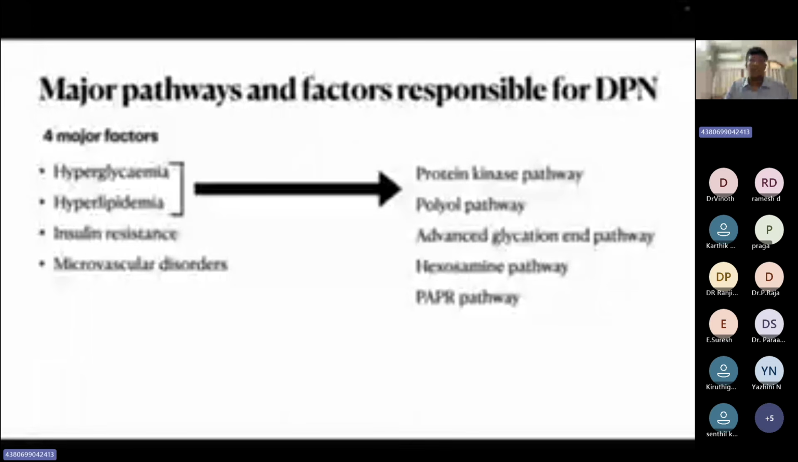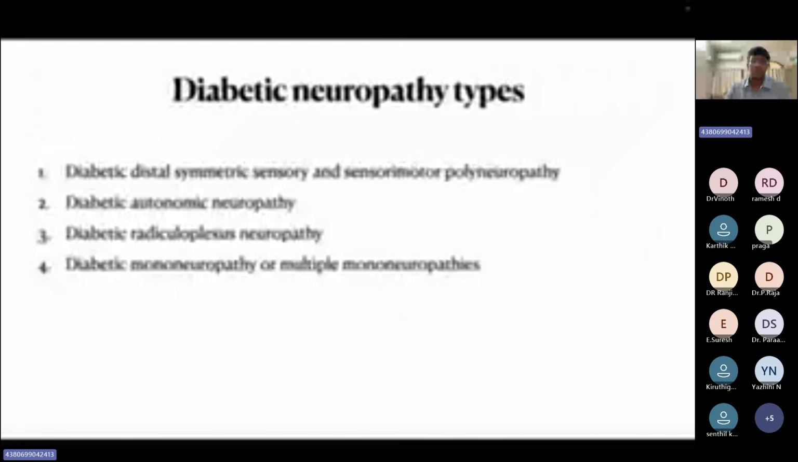So the major factors which provoke the peripheral neuropathy through major pathways are hyperglycemia, hyperlipidemia, insulin resistance, and microvascular disorders. Among these, hyperglycemia and hyperlipidemia progress to peripheral neuropathy through the protein kinase pathway, the polyol pathway, the advanced glycation end pathway, and hexosamine pathway, along with the PARP pathway. So I will move on to the types of diabetic peripheral neuropathies.